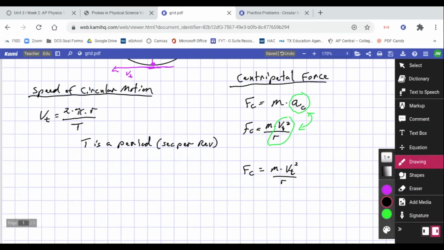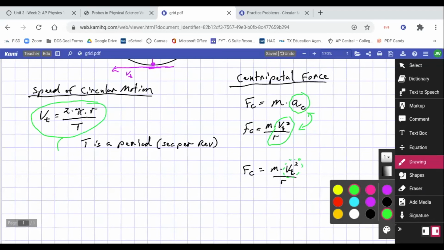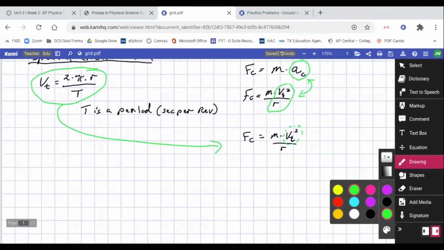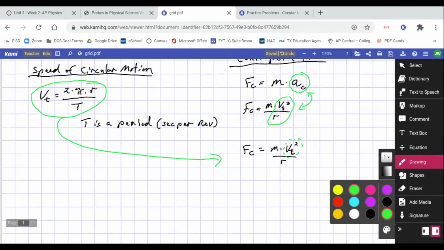So let me draw a circle around this. Here is velocity squared, and here's what velocity is, right? We could plug that in. This is one of those connections I want you to start to be able to make: I don't have everything I need, but I've got a combination of equations. Can I do something with it? You can absolutely do something with that.